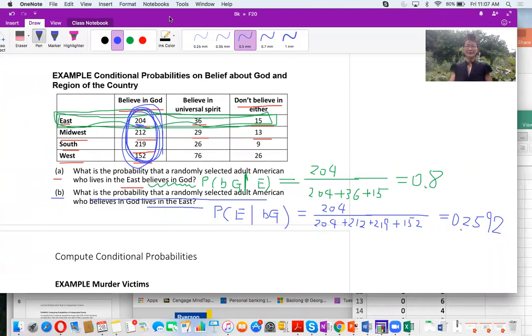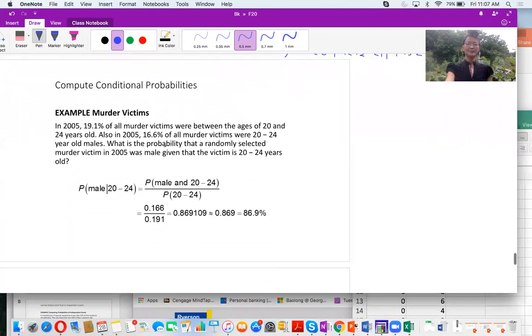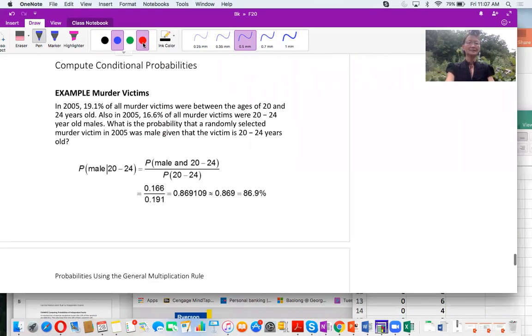Study this example carefully because it touches upon the concept of conditional probability. So, next example: murder victims. This is an unhappy topic, but it is reality.